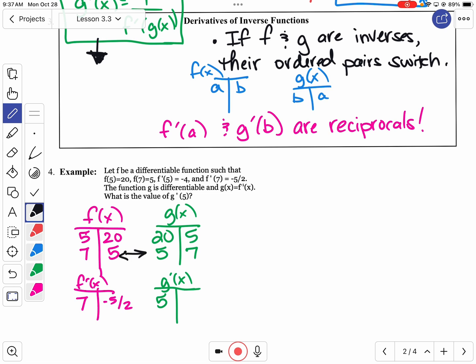They're inverses, all right? So if the derivative at 7 is negative 5 over 2 on f, what does the derivative at g have to be at 5? Negative 2 over 5. It's just a reciprocal. Okay, that's what it's asking me. Okay. Digest that for a second.